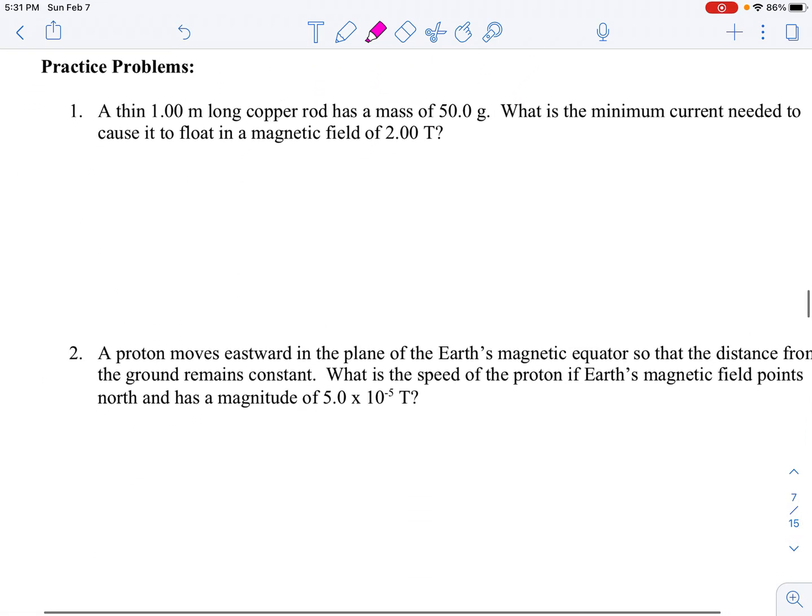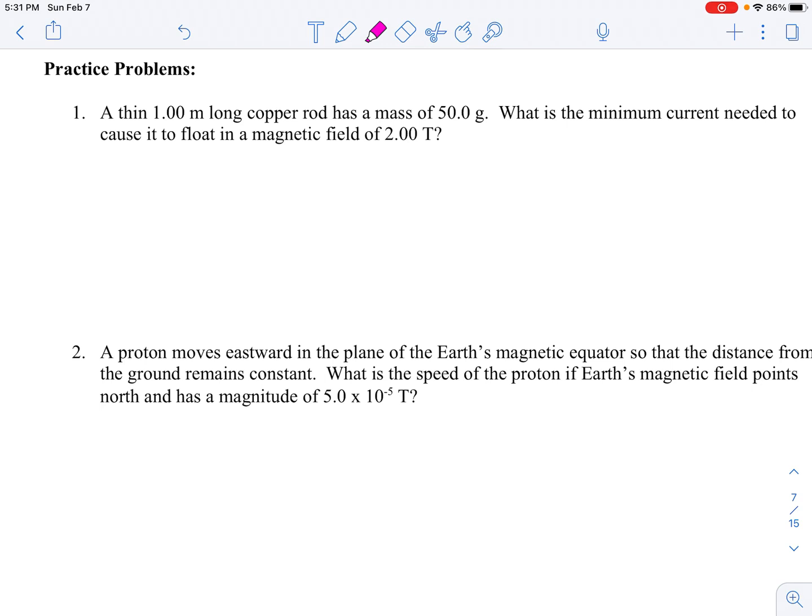Okay, so let's see if we can solve some practice problems here. Practice problem number 1. A thin 1 meter long copper rod has a mass of 50 grams. What is the minimum current needed to cause it to float in a magnetic field of 2 Tesla? Okay, so what I'm going to do is make a sketch. So there's my segment of wire. I'm just looking at a segment. It's part of a circuit, so there's got to be more to it, but I'm just going to be thinking about this segment right now.